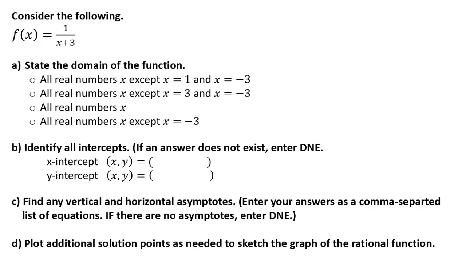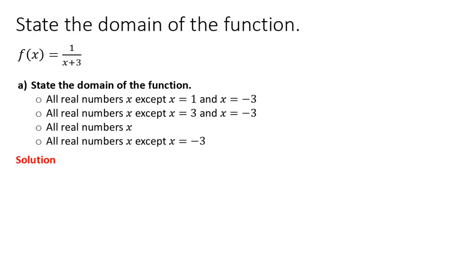Again, state the domain. We never want the denominator to be equal to 0. So here we can set x plus 3 equal to 0, and we can find that if x is equal to negative 3, we will get zero, okay? Now, we can identify all the intercepts. Again, we set x equal to 0, we find our y-intercept, and by setting y equal to 0, we find our x-intercepts, okay? There are several cases to find the vertical and horizontal asymptotes, and we'll go ahead and cover those right now. We'll go through those rules, okay?